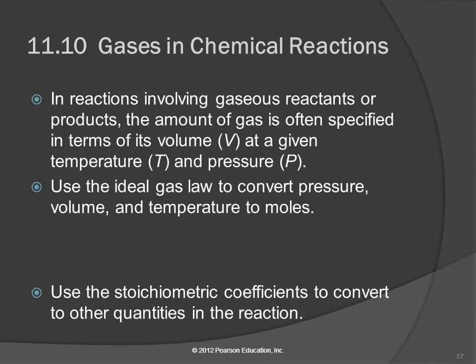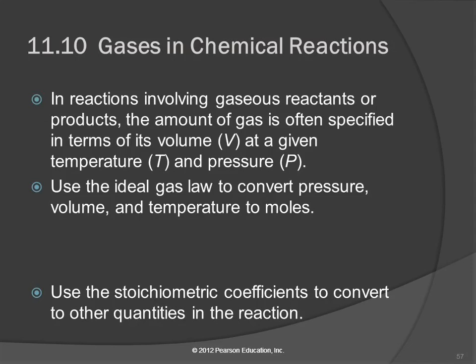Gases and chemical reactions. Some reactions produce gases. Other reactions may have gases as their reactants. And we can do stoichiometry with reactions involving gases. The amount of gas is often specified in terms of its volume at a given temperature and pressure. From that information, we can use the ideal gas law and calculate the number of moles.